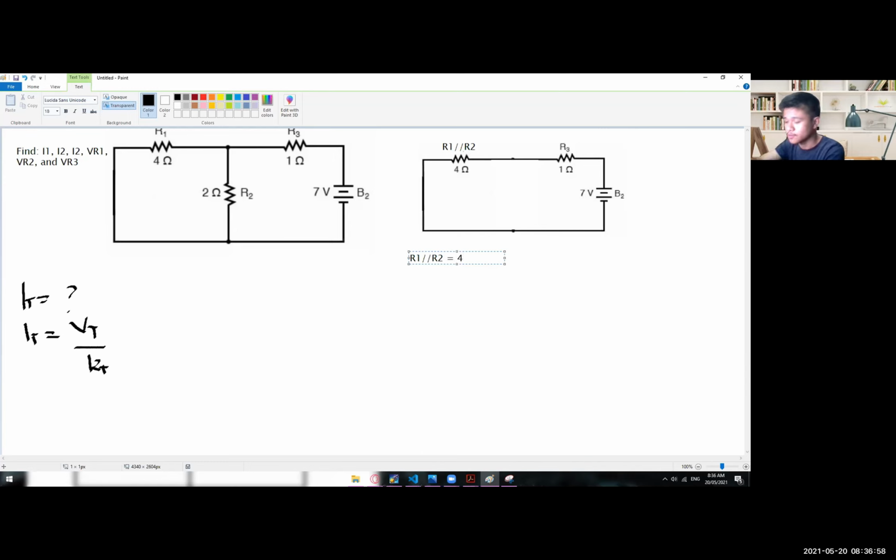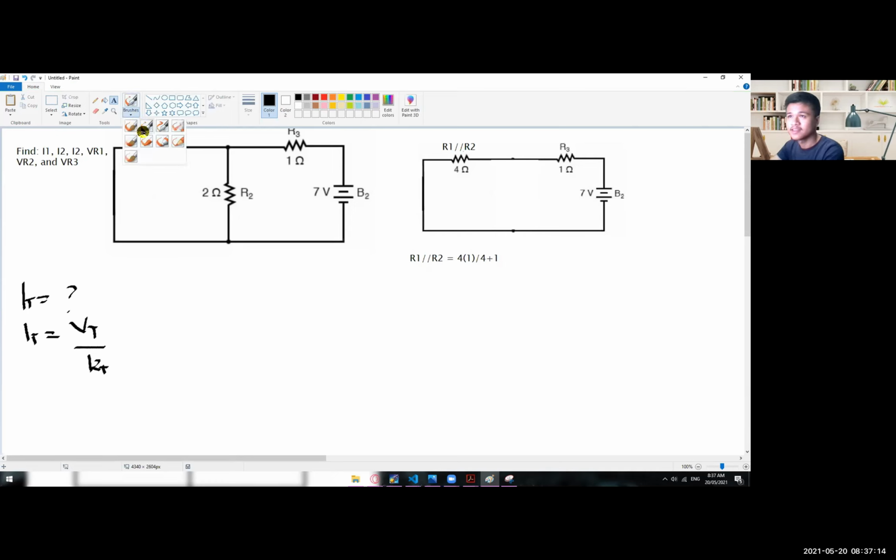Anyway, let's try. So 4 times 1 divided by 4 plus 1. If we are going to simplify that one, I think it's much more difficult to use this one. Anyway, 4 times 1 is 4, and then 4 divided by 5 is equal to 0.8. So this one is equal to 0.8 ohms. Okay, so that is now the value of your R1 and R2.